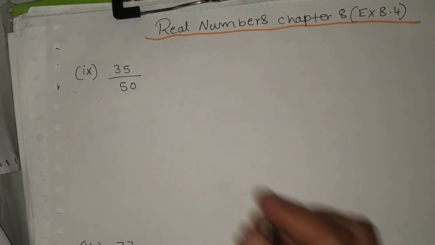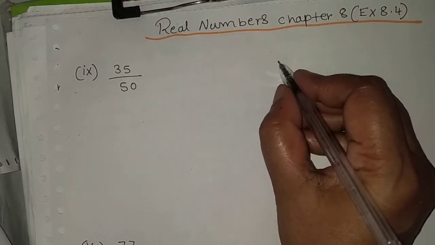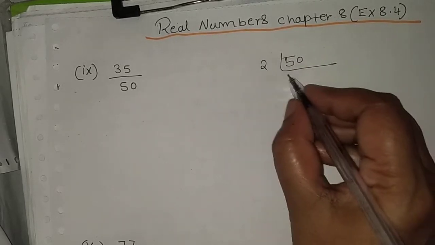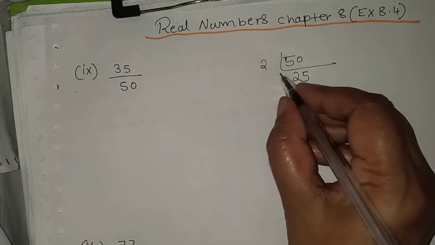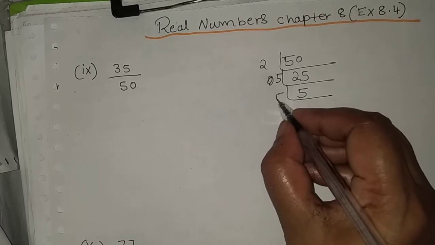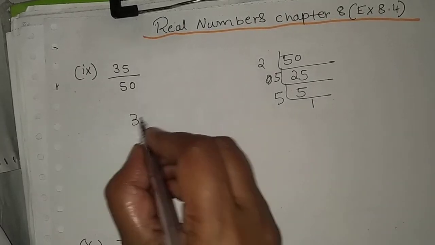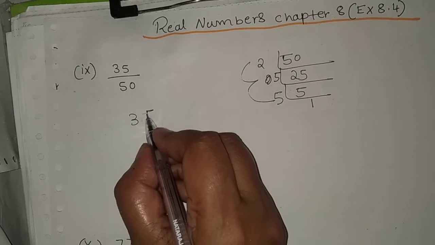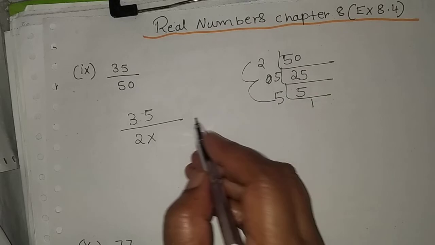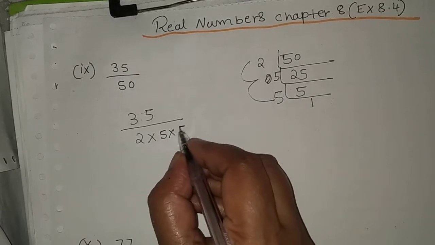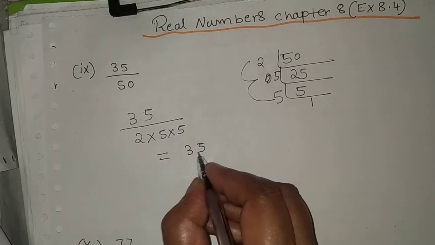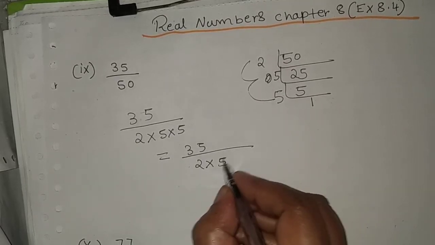Ninth we have 35 by 50. So we'll take the number 50, we'll factorize it. 2 ones are 2, 2 25s are 50, then 5 5s are 25, then 5 1s are 5. So we can write this one as 35 by 2 into 5 into 5, or 5 square. So what we have to do? 35 by 2 into 5 square.